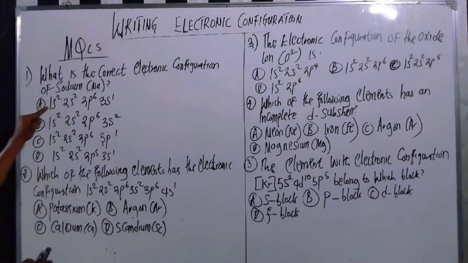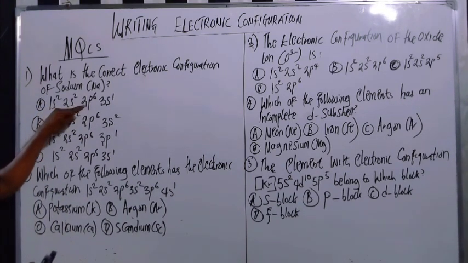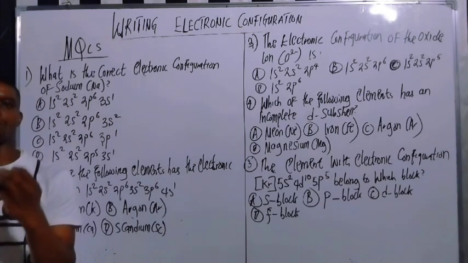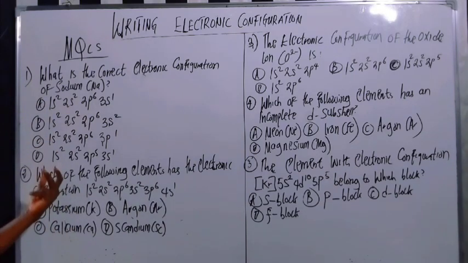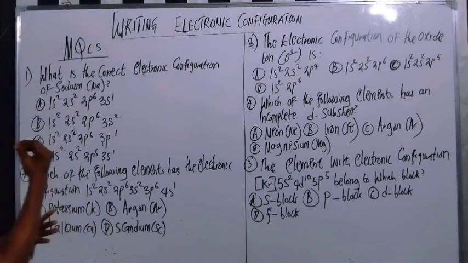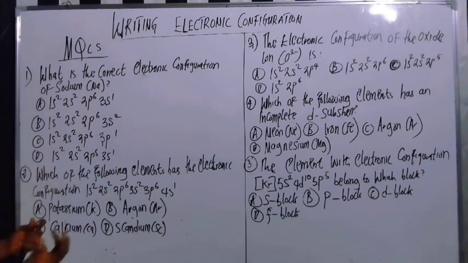So it's going to be 1s2, 2s2, 2p6, 3s1. Now what you want to ask yourself is, what is the electron number of sodium? It is 11. So what is going to be the correct one? Remember, I've already taught you how to write electronic configuration, so that will be the problem here. For this question, is it A, B, C, or D?